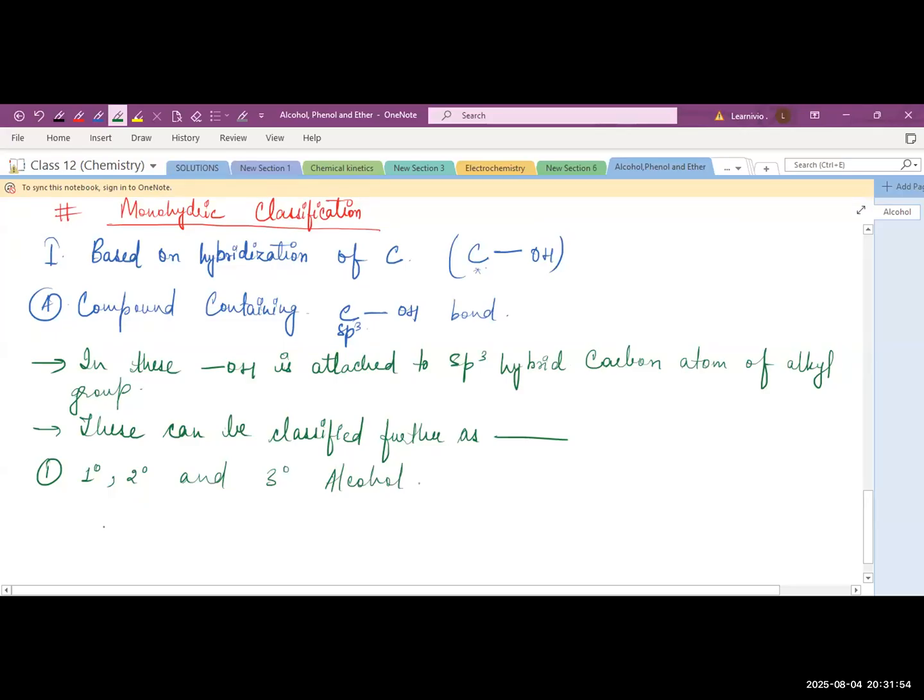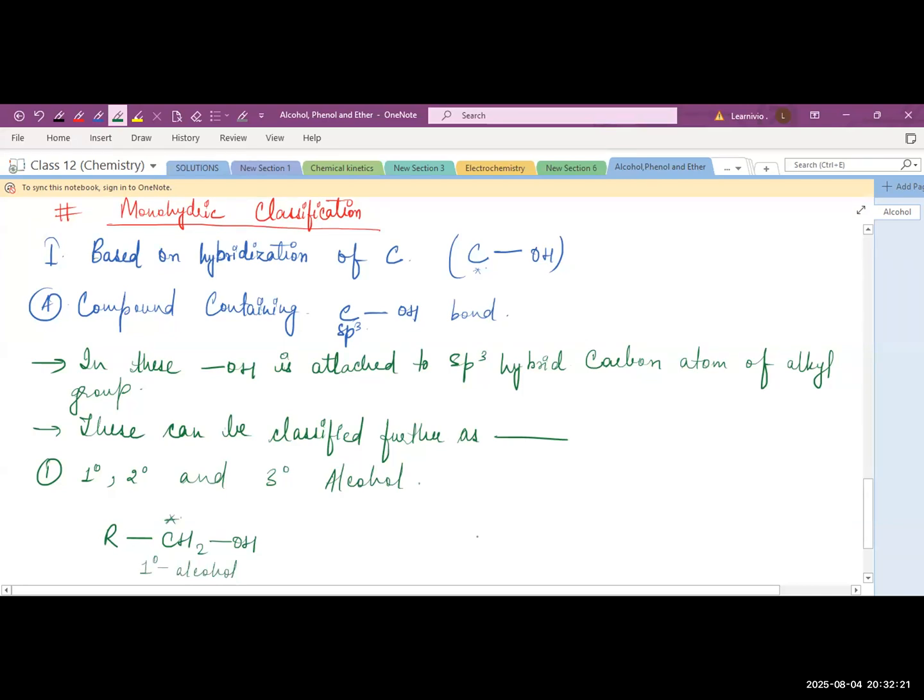Okay, suppose if I give you examples like R, CH2, and OH. Right, so we have to check this OH group is attached to this carbon, and this carbon is basically a primary carbon, right? Because this is further attached to only one group, one alkyl group, right?